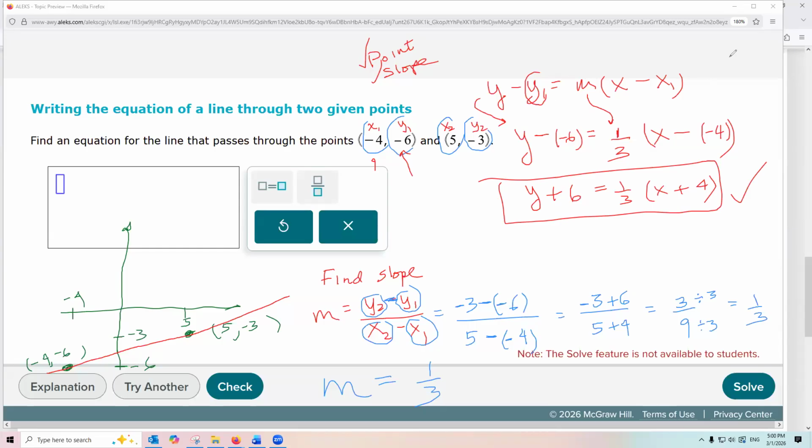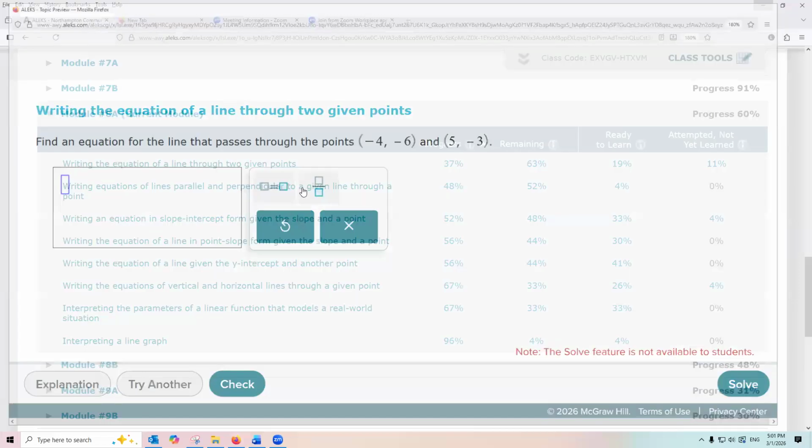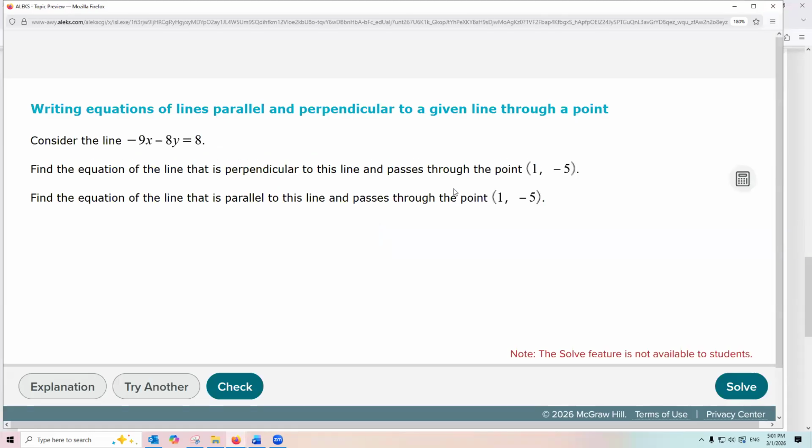All right, so that's finding the equation between 2 points. Find the slope first, and then use this point slope form of a linear equation. All right, let's go to another topic here. It says write equations for lines parallel or perpendicular.